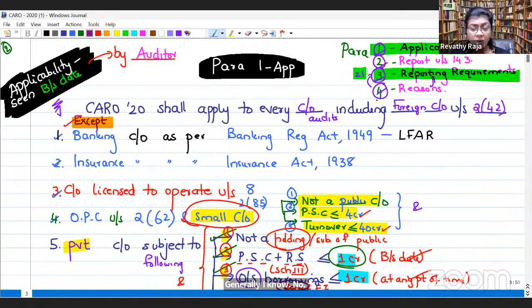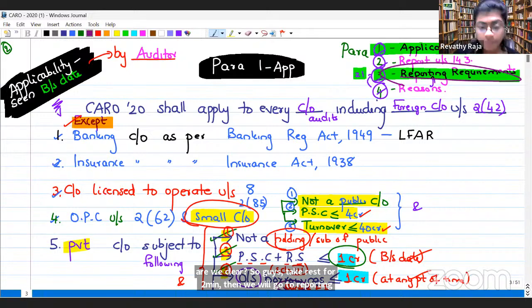Are we clear on para 1? So guys, take rest for 2 minutes. Then we will go to reporting requirements. Take rest, have water, and then we'll proceed.